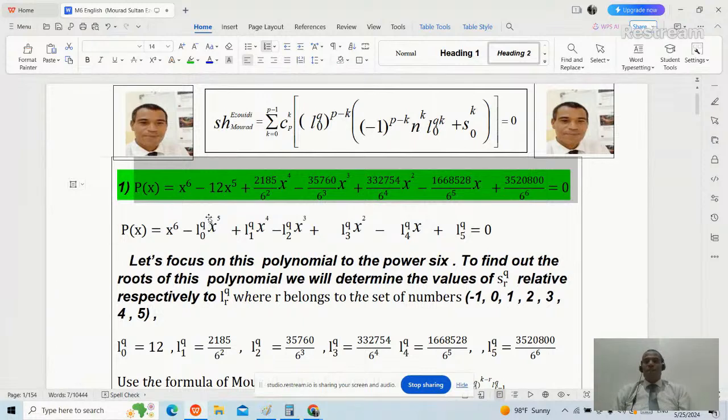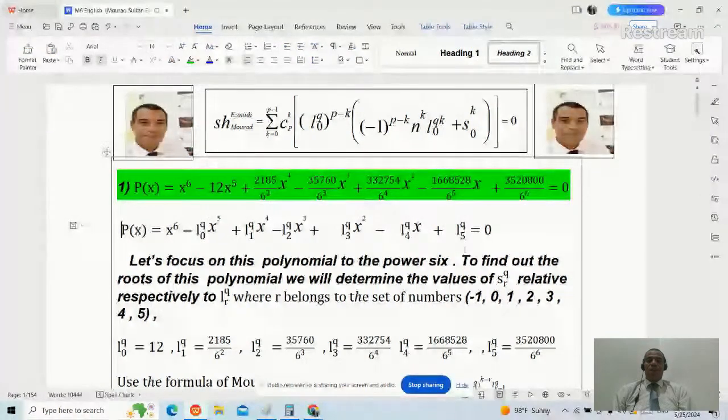So now, learners, p of x is written as x to the power 6 minus L5 of all the q. L5, learners, is this number. L4 is the opposite sign of this ratio. L3 is 332,754 over 6 to the power 4, and so on. Therefore, from L0 to L5, they are called the coefficients of this polynomial, a_k.